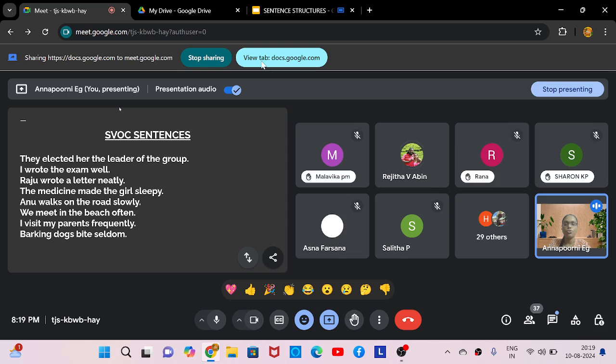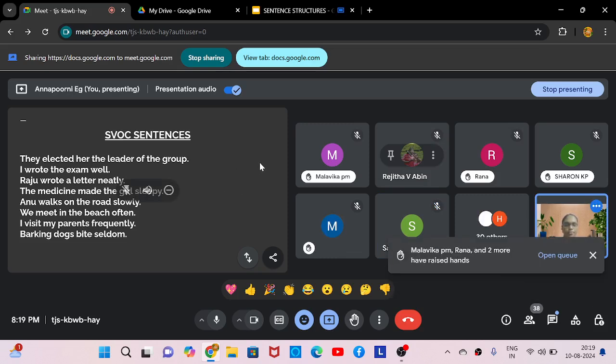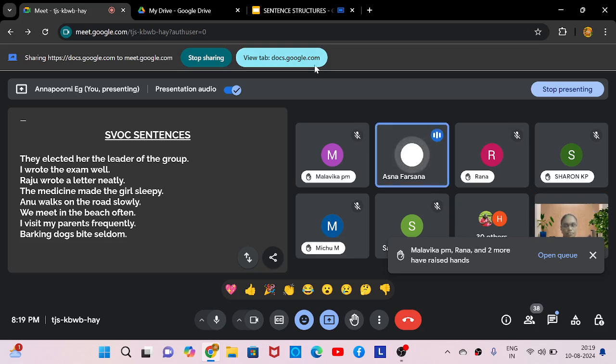Anu walks on the road slowly. Salita, can you identify? Yes. Anu subject, walks verb, on the road object, slowly complement. Very good. Okay. Next one. Asna, can you identify? Yes, we meet in the beach often. We subject, meet verb, in the beach object, often complement. Very good. Very good. Next one.